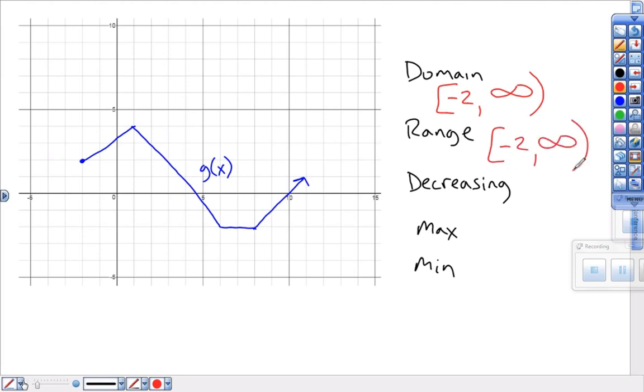I know it looks like you have a top boundary, but that arrow is going up forever. I think I made a mistake on this one, so watch for it. Decreasing from 1 to 6. Maximum. There is no maximum here. Don't look at what I'm putting here. This is wrong. I made a mistake. Because that arrow is going up, I got faked out myself.